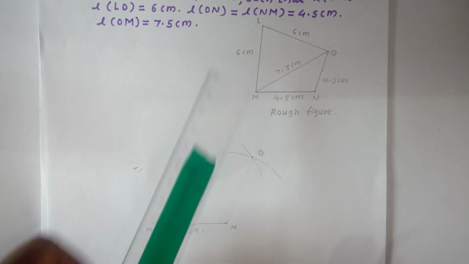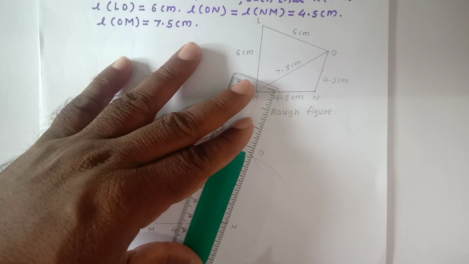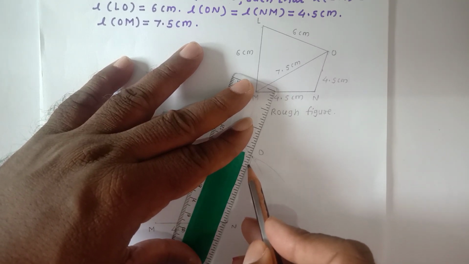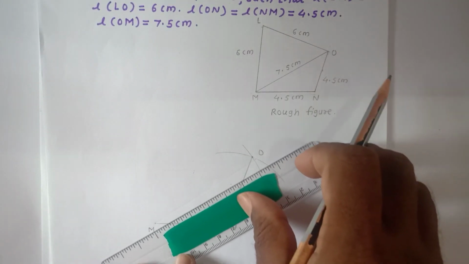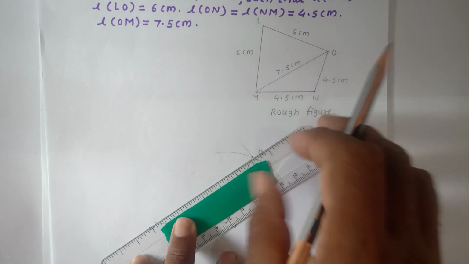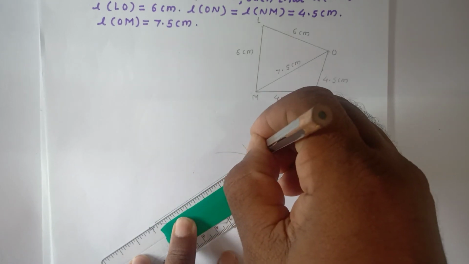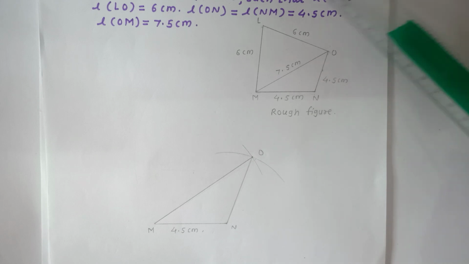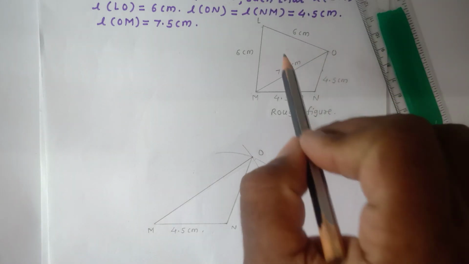Now join ON and also join OM. Thus, triangle MNO is constructed. Now we have to construct this triangle.